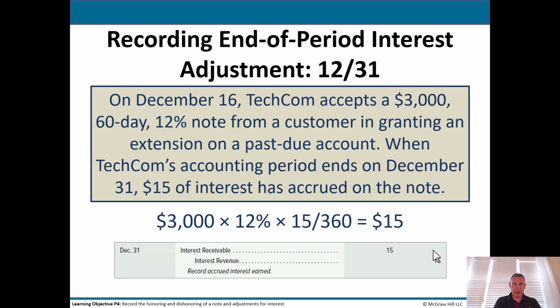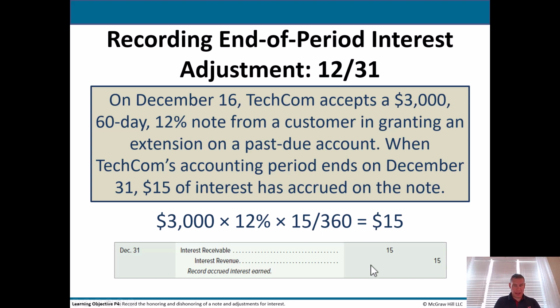Okay, recording end of period interest, an adjustment. So this is as of the last day of December. On December 16th, TechCom accepts a $3,000 60-day 12% note from a customer in granting an extension on a past due account. When TechCom's accounting period ends on December 31st, $15 of interest has accrued on the note. So it really speaks to the matching principle. We're just making sure we record this $15 of interest. Again, the 3,000 times 12% times 15 over 360. We're just making sure it's been recorded in the correct period.